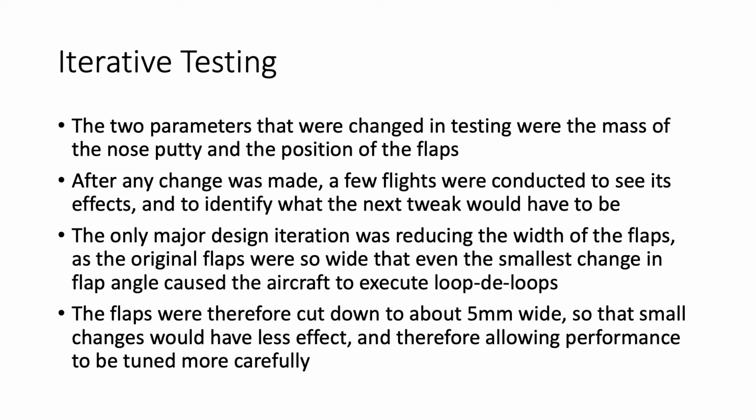The only major design iteration was reducing the width of the flaps. The original flaps were so wide that even the smallest change in flap angle caused the aircraft to execute loop-de-loops. The flaps were therefore cut down to about 5 millimeters wide, so that a small change would have less effect, therefore allowing performance to be tuned more carefully.